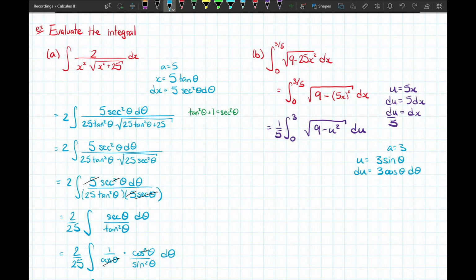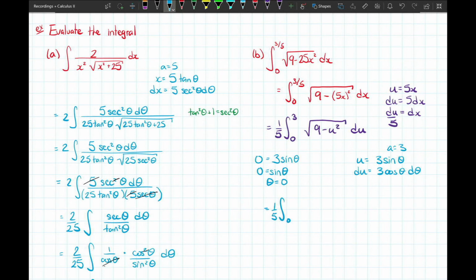One difference about this problem is we're going to have to change the interval of integration as well. When we have u equal to 0, we're going to have to solve the equation 0 equals 3 sine theta for theta. Well, dividing both sides by 3, 0 equals sine theta. Now find an angle for theta somewhere between negative pi over 2 and positive pi over 2, where sine theta equals 0. There's only going to be one solution. That is when theta is equal to 0. Okay, so our new interval is going to start at 0.